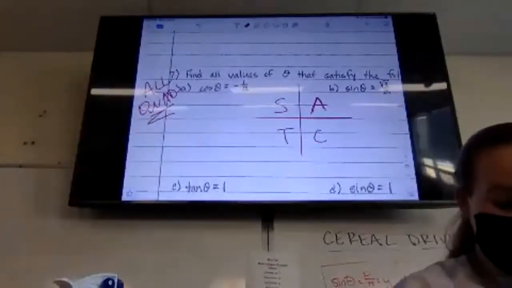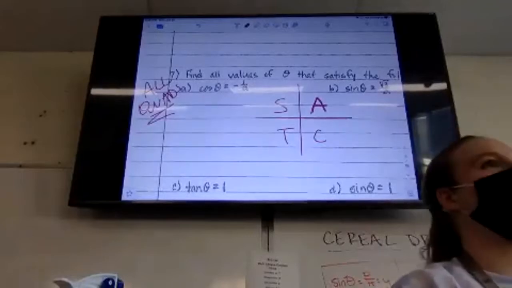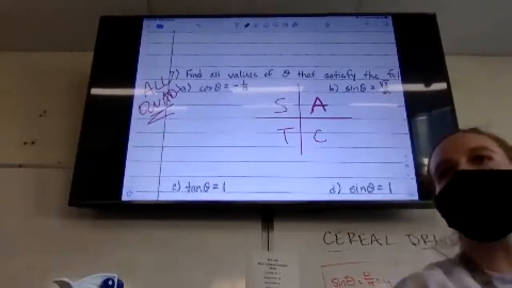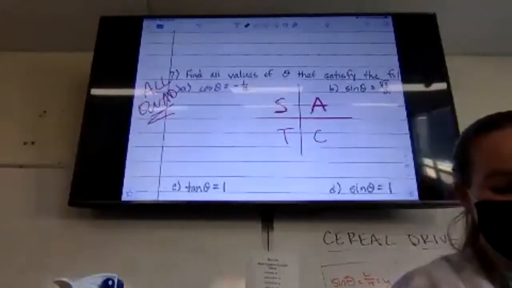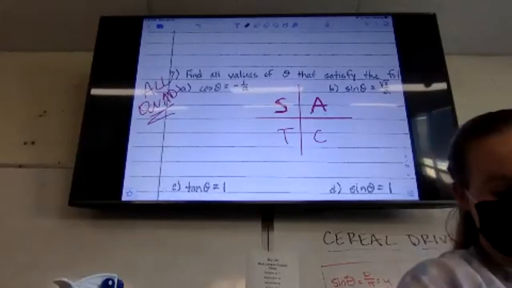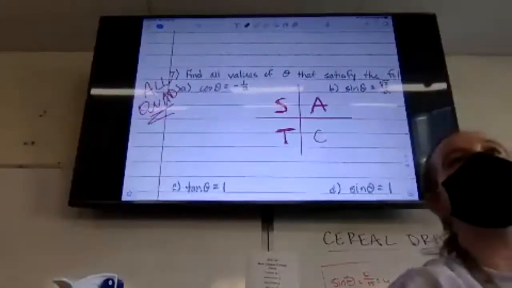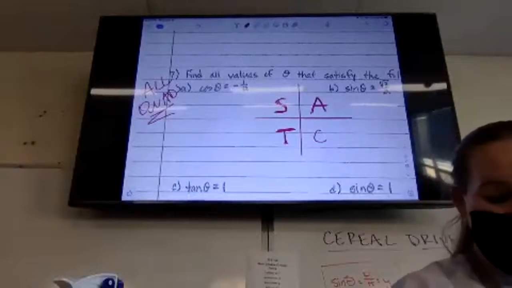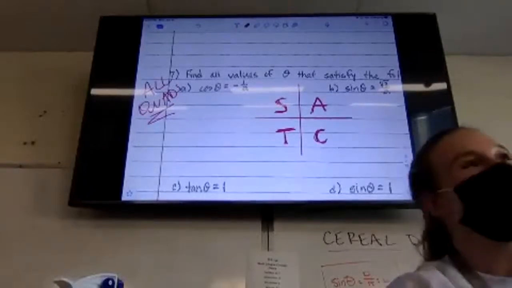So the A means that in quadrant 1, all of the trig functions are positive. Sine and cosine and tangent and all their reciprocal functions, all of them are positive in quadrant 1. In quadrant 2, it's S because only sine is positive. T in quadrant 3 is for tangent. Only tangent is positive in quadrant 3. And then C is for cosine. Only cosine is positive in quadrant 4.